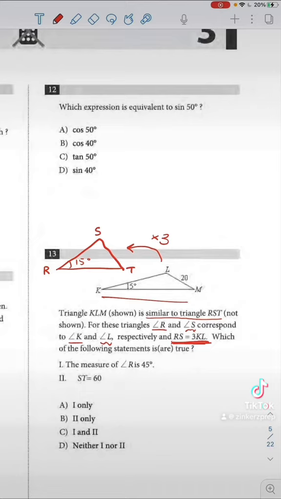In statement 1, they say that the measure of angle R is 45. Well, I know that's not going to be true because I already figured out that it has to be 15. So that one we can eliminate.